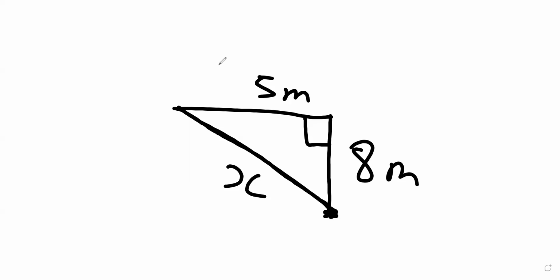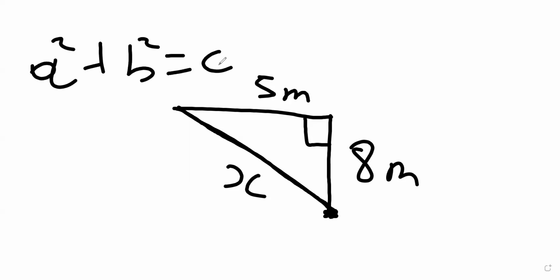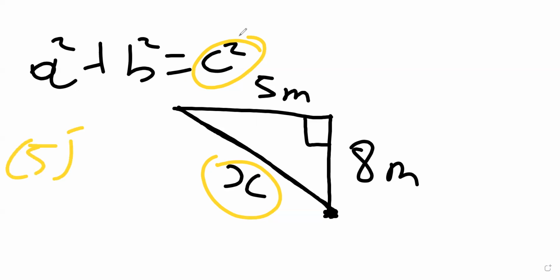So we're gonna write over the equation. So we say a squared plus b squared is equal to c squared. And all we do is just plug these values into the formula. So we say, now look at this. The longer side is here. Therefore, the longer side is going to be right here, which is x. So we write 5 squared plus 8 squared is equal to x squared.